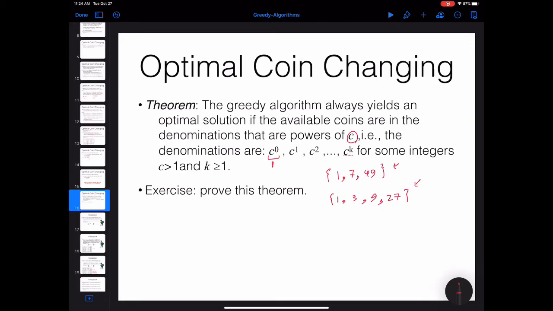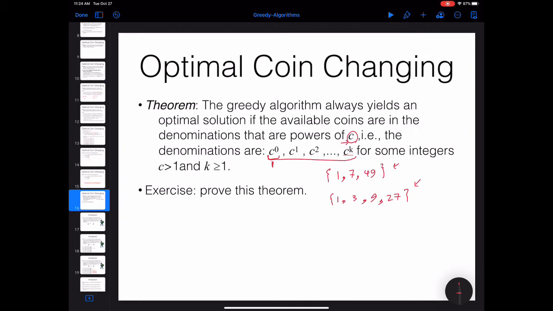You can see that all of these sets are in this specific form, where the coins are all powers of the same positive integer. This theorem, we can actually prove. We can prove that the greedy strategy gives you the optimal answer if the coins are in this specific form. But this is not an if and only if case. For example, the Canadian coin system doesn't follow this format, but still the greedy strategy gives you the optimal answer.